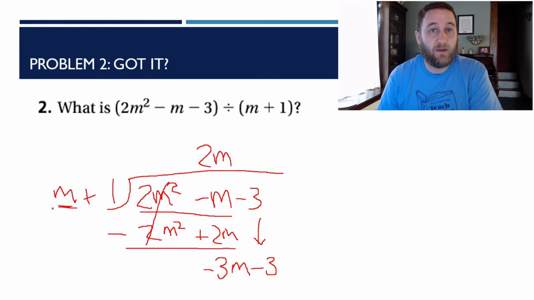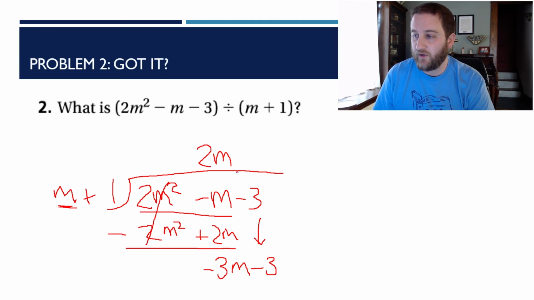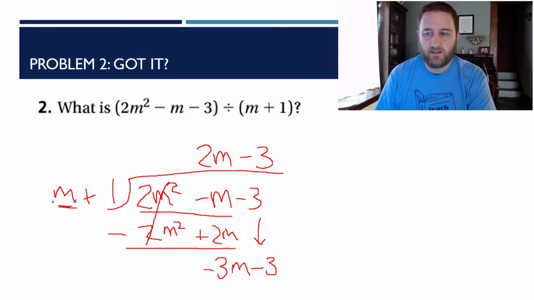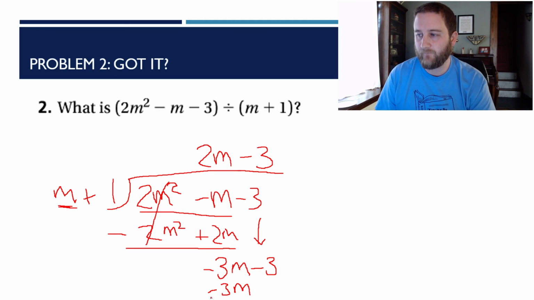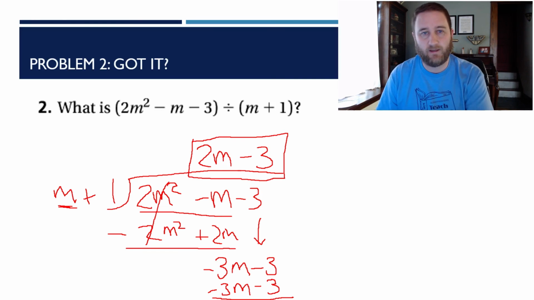Now you want to figure out how many times m goes into negative 3m. You should know that that's negative 3 times. If you take negative 3 times m, you get negative 3m. And then take negative 3 times positive 1, that's negative 3. And on this one, it just so happens that when we subtract, we get no remainder. So our solution then is 2m minus 3.